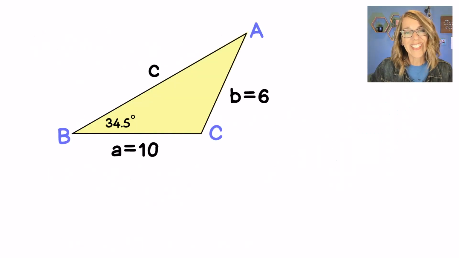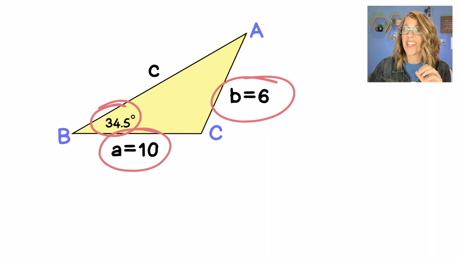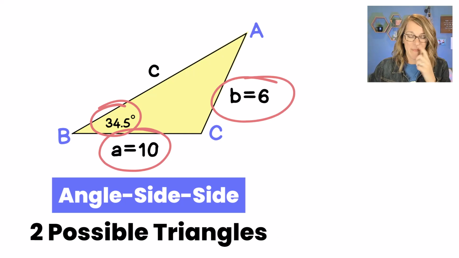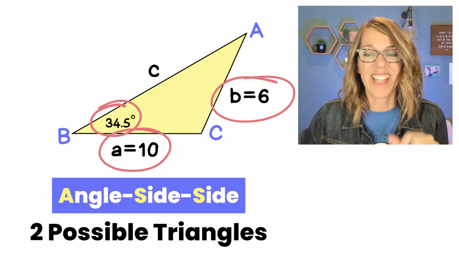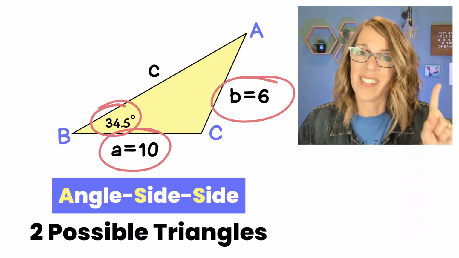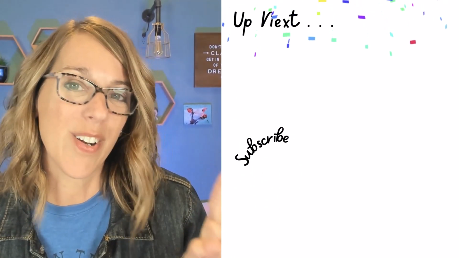In this next example, I'm given an angle and two sides. So this is our angle side side case. This is our special case, and it gives us two possible triangles. But I'm going to make this one easy for you to remember. Think about those initials, the A, the S, and the S. That means you've got two constructions. Watch my next video to learn how.